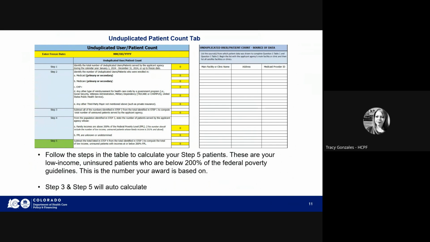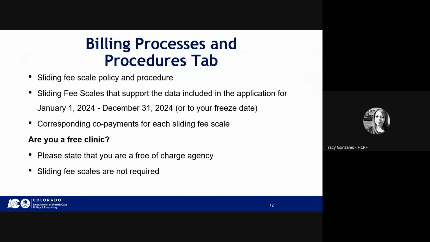Here you will list your main facilities and any satellite clinics that you have where you will be pooling your unduplicated patient count from. So please make sure that you list any of your satellite clinics that you will be pulling the numbers for your unduplicated patient count from. The next tab is the Billing Processes and Procedures tab. This is simply the sliding fee scale policy and procedures for your agency.